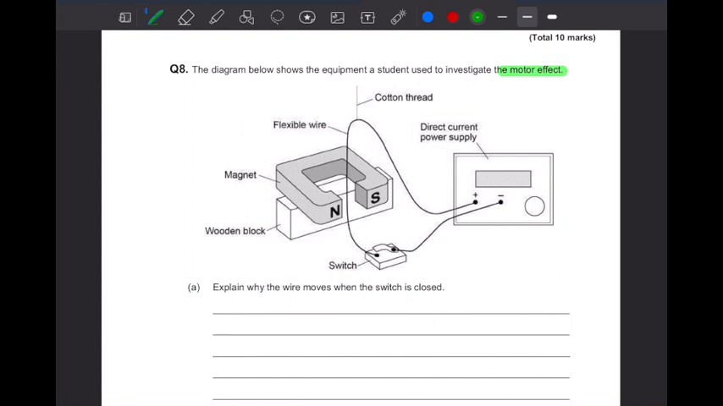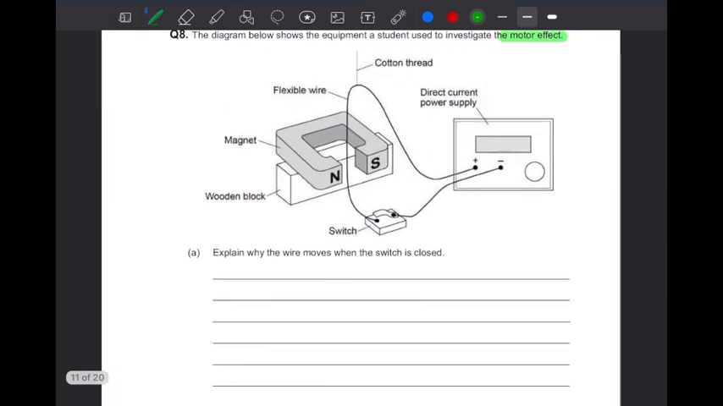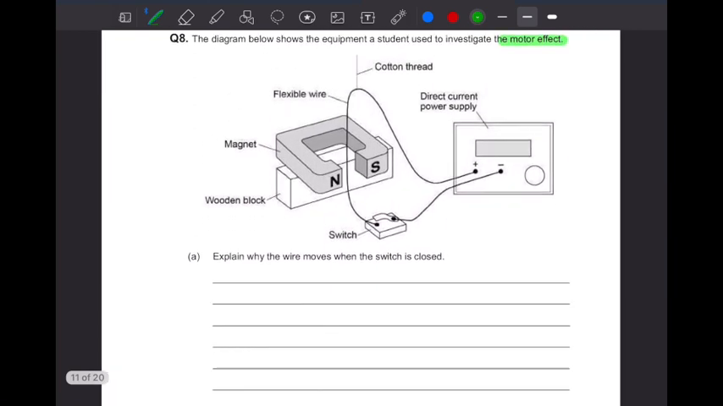You are explaining an effect, and it's consistent, and it's always asked this way in an exam paper, and you've just got to write down the points. So that's how I'm going to answer it. I'm going to use bullet points. This question's worth 4 marks, and we're just going to try and hit those 4 marks. So we need to explain why the wire moves. And that's the whole thing. That is the motor effect.